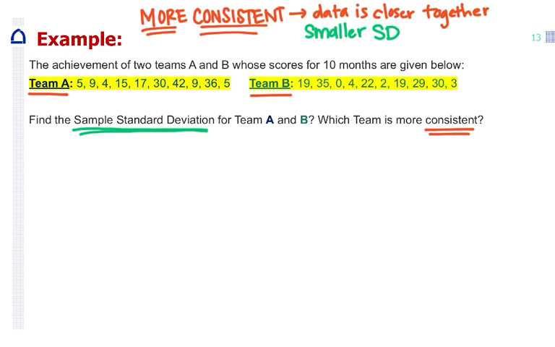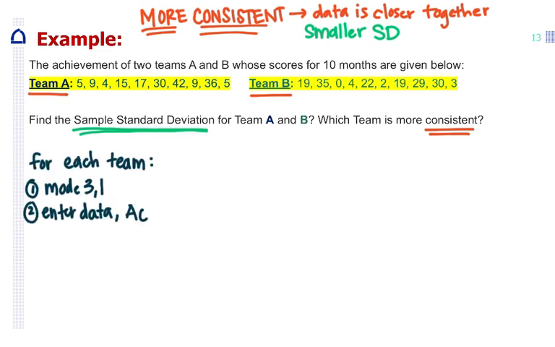And why is that? Remember, standard deviation is measuring the distances. It's the average distance that each data point is away from the mean. So if the distances are smaller, the standard deviation is smaller. That means the data points are closer together and they are more consistent. So first thing we need to do for each team is calculate the sample standard deviation.